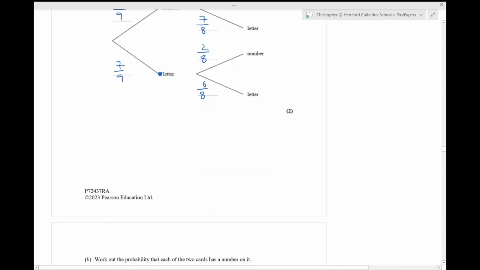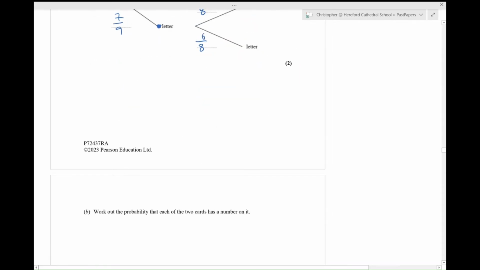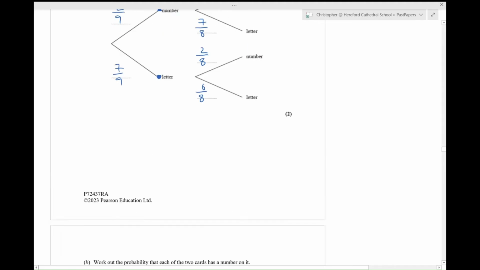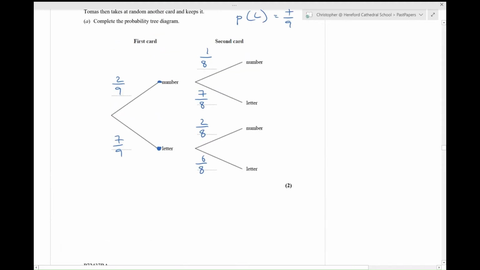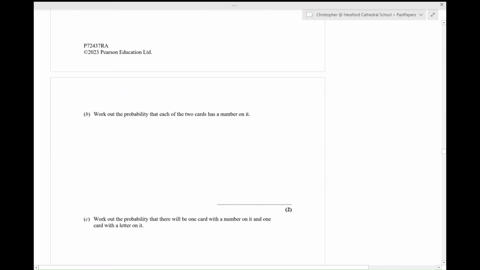Right, now part B asks us to work out the probability that each of the 2 cards has a number. So it's asking me to work out the probability of getting number followed by number. And you'll remember that you multiply these probabilities, so it's going to be 2/9, the probability of getting the first card a number, multiplied by 1/8, which is going to give me 2 out of 72, which cancels to 1 out of 36. So that's my answer for B. Now, what about part C?